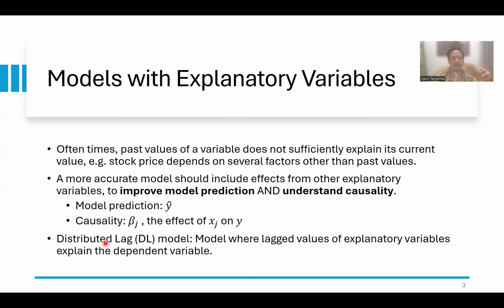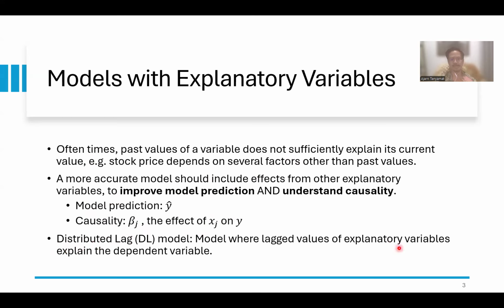Think back on the regression equation, right? We want to improve model prediction by including all the relevant factors. Hence the additional variables. And then we also want to be able to understand causality in that we want to specify our model correctly, avoiding spurious regression.